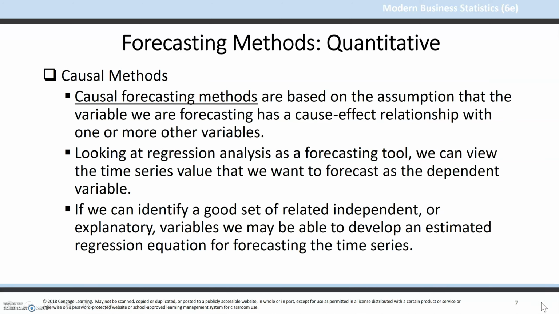All right, so these causal methods of forecasting are based on assumptions that the variable we are forecasting has a cause and effect relationship with one or more variables. So thinking back to chapter 14, we're not necessarily talking about a linear regression, but that one variable does have some type of influence or effect on the other. And then you'll be looking for some type of forecasting tool to help you find that relationship, find the dependent variable, and then hopefully predict a good forecast of that dependent variable based on the relationship that you can determine with the independent variable.